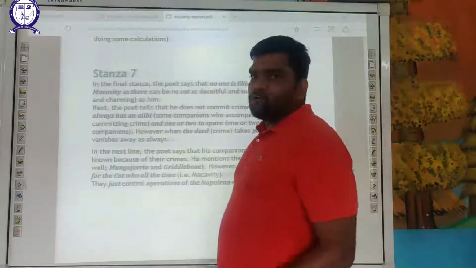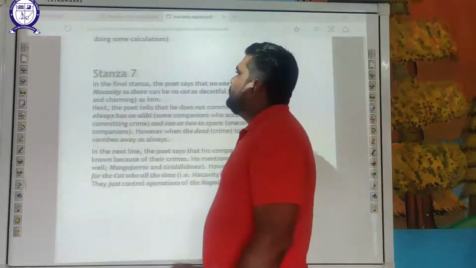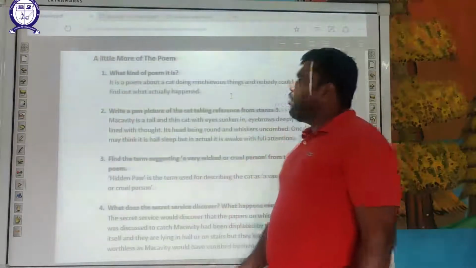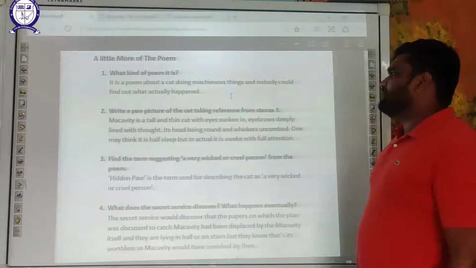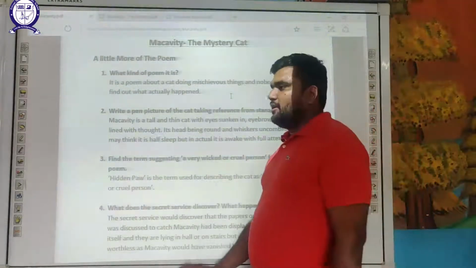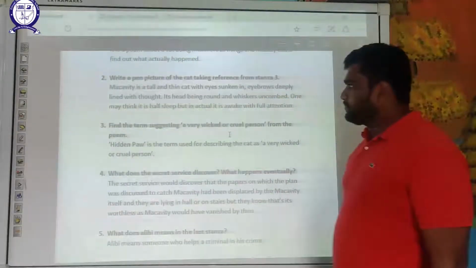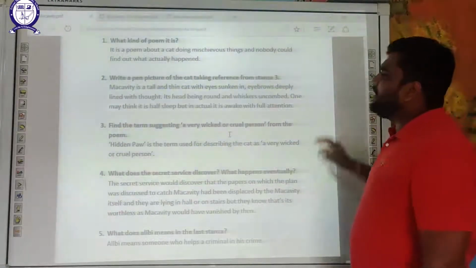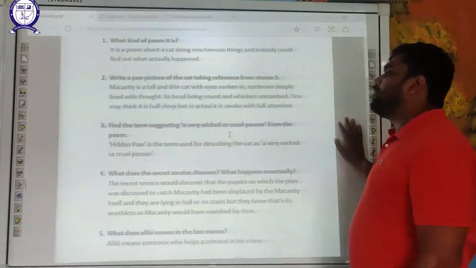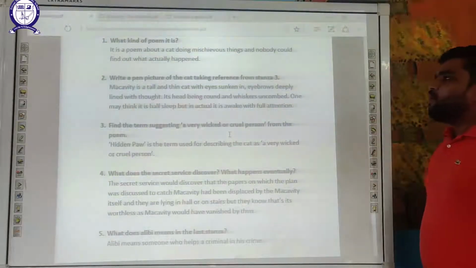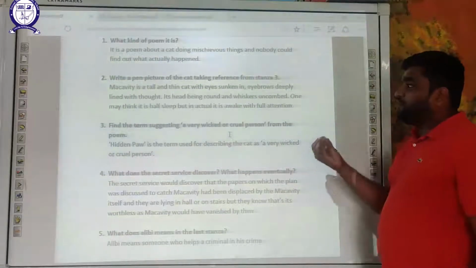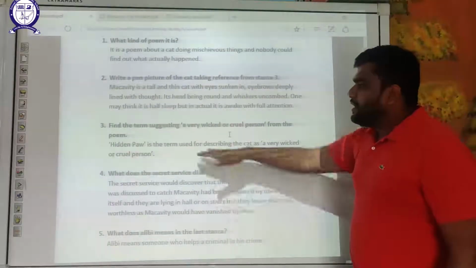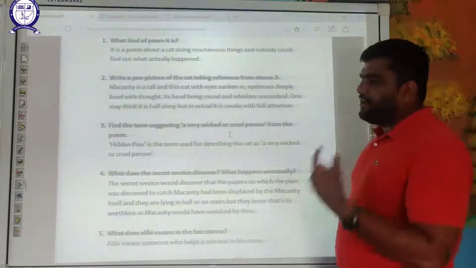So students, that was the explanation of your poem stanza wise. Now I am moving to the question answers. What kind of poem is it? It is a poem about a cat doing mysterious things and nobody could find out what actually happened and where it ran. Write a pen picture of the cat taking a reference from stanza 3. Macavity is a tall and thin cat with eyes sunken in, eyebrows deeply lined with thought, its head being round and whiskers uncombed. One may think it is half asleep, but in actual it is awake with full attention. Find the term suggesting a very wicked or cruel person from the poem. Hidden paw is the term used for describing the cat as a very wicked or cruel person.